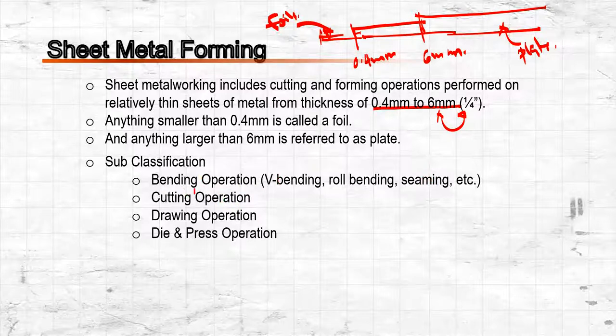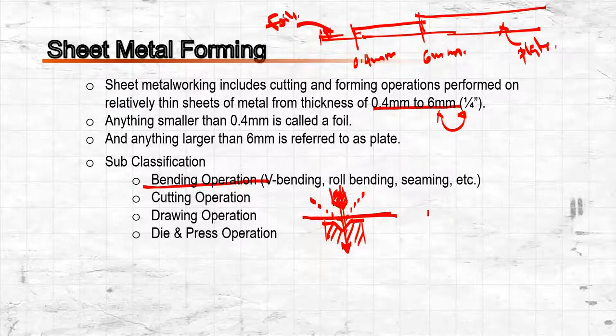We have the bending operations, and within bending we have V-bending, roll bending, seaming, etc. We also have cutting operations, drawing, and die and press operations. Since we don't have links right here, the bending operation is, for example, if this is the sheet metal, and we have this die right here and this punch. Once this punch hits the sheet metal, it will form like this. So it will do some bending.